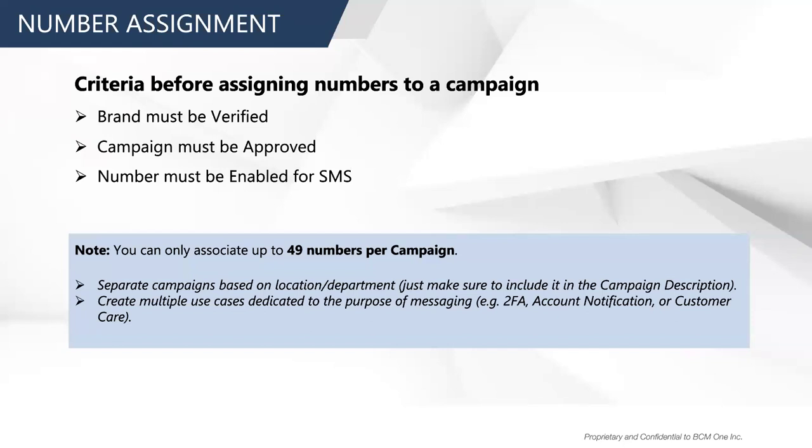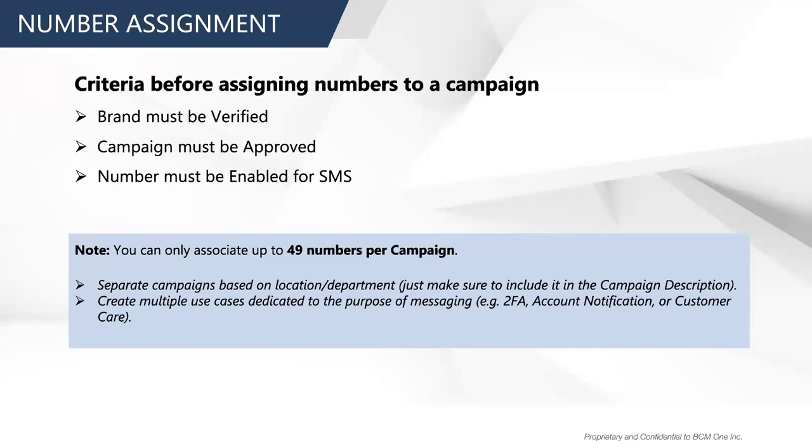So here are some things that you can do as a workaround. If the brand has multiple locations or departments, you can avoid associating more than 49 numbers to a campaign by creating separate campaigns based on location or based on department. So just make sure that you include it in your campaign description. You can also create multiple use cases dedicated to the purpose of messaging.